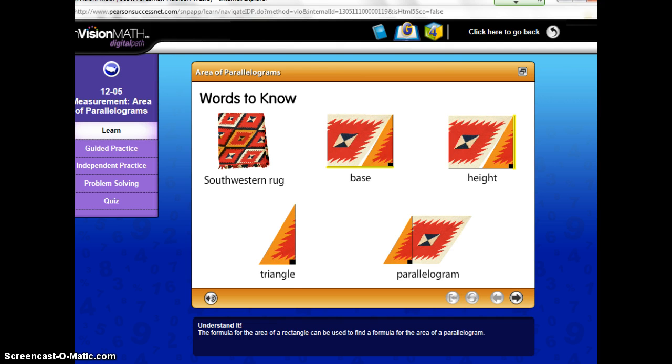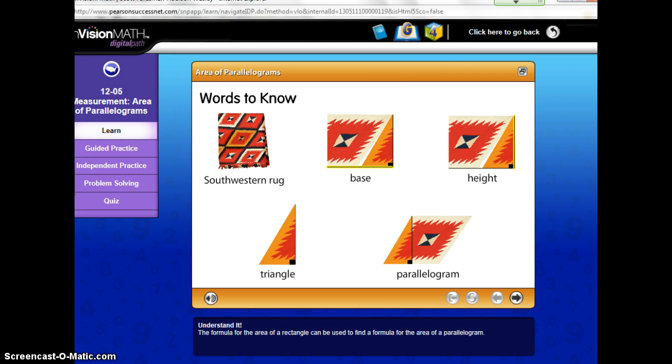It doesn't have equal sides. It is slanted. I like that word. That's kind of a good word to remember. What do you think, Kaden? It has two sets of parallel lines. So the ones that are across from each other, those parallel lines, they're the same.